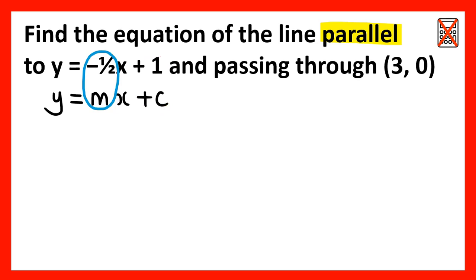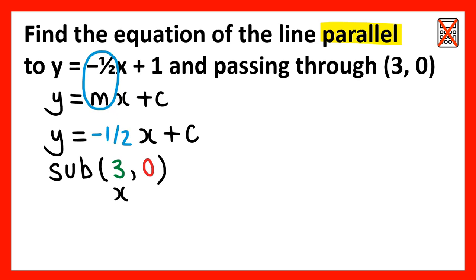So finding the equation of the line that's parallel to y equals a half x plus 1 means I must have the same gradient of negative a half. And now I need to work out the y-intercept, which I can do by substituting known values for x and y that lie on the line. They've given me the coordinate 3, 0 to do this with.